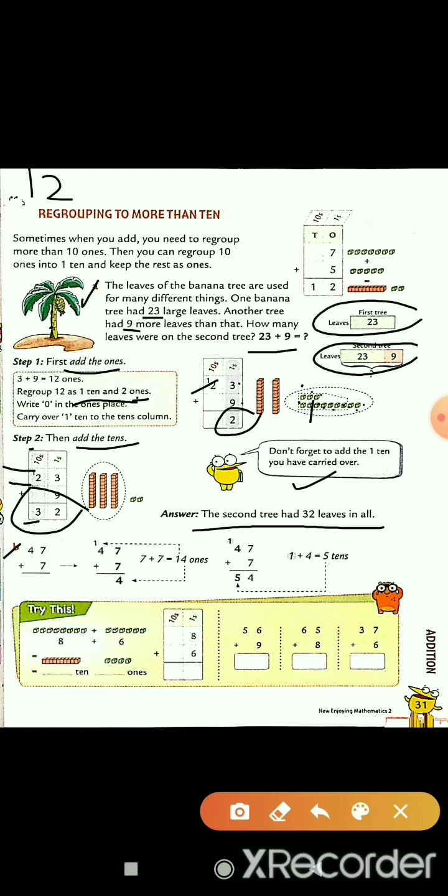47 plus 7. At the place of ones, 7 and 7 are there. What is the double of 7? 14. Doubles we have learned in the earlier part. Do you remember? So 7 plus 7 is equal to 14. How we can regroup 14 ones? We can regroup 14 ones as 1 ten and 4 ones.